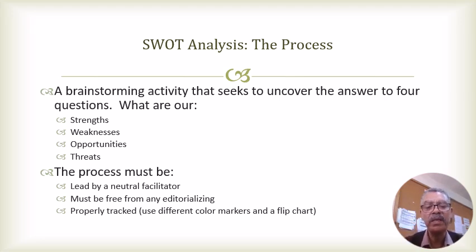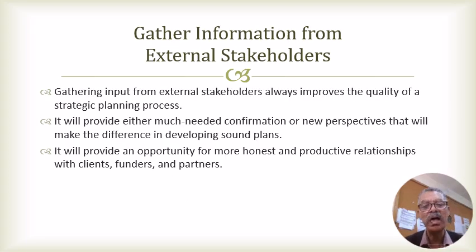And again, it should be properly tracked, using different color markers and a flip chart. Whenever people are giving us all the strengths, weaknesses, opportunities, and threats, we need to jot them down, and we don't need to improve their thoughts. We have to just put them in a list and use all the means to gather that information. That might help us a lot. So that's how we can do it with the internal stakeholders.